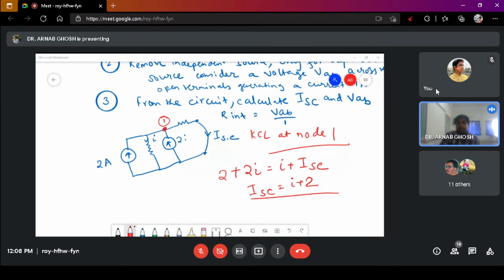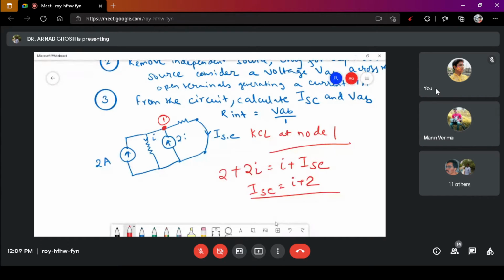Now you apply KVL to the circuit. What will be the KVL of this particular loop? Please frame the equation for the KVL. For which loop? How many loops are there? You tell me. There are 2 loops in the circuit, right?